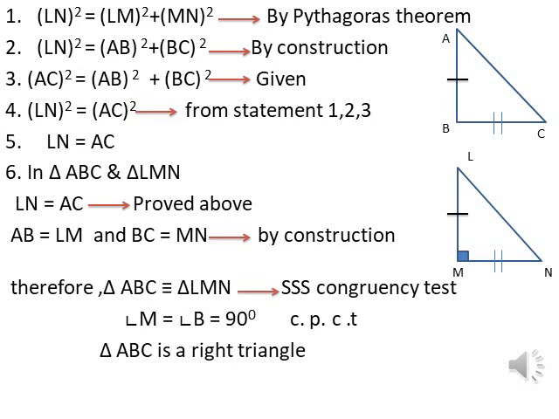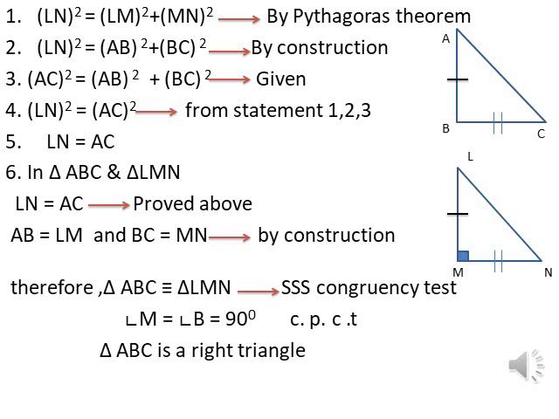Now let us learn how to prove the converse of the Pythagoras theorem. In this theorem, I will first state what is given and what we have to prove. Here, triangle ABC is given, and it is also given that AC square is equal to AB square plus BC square. And we want to prove that angle B is a right angle.